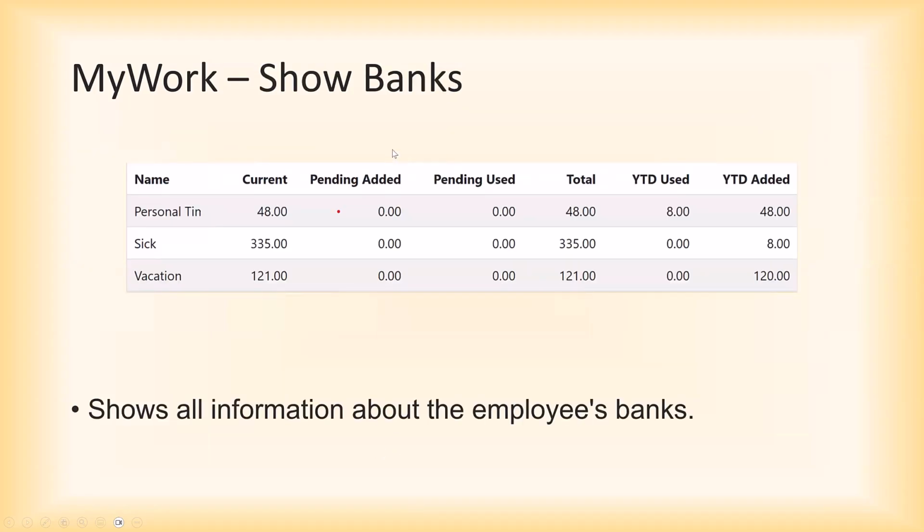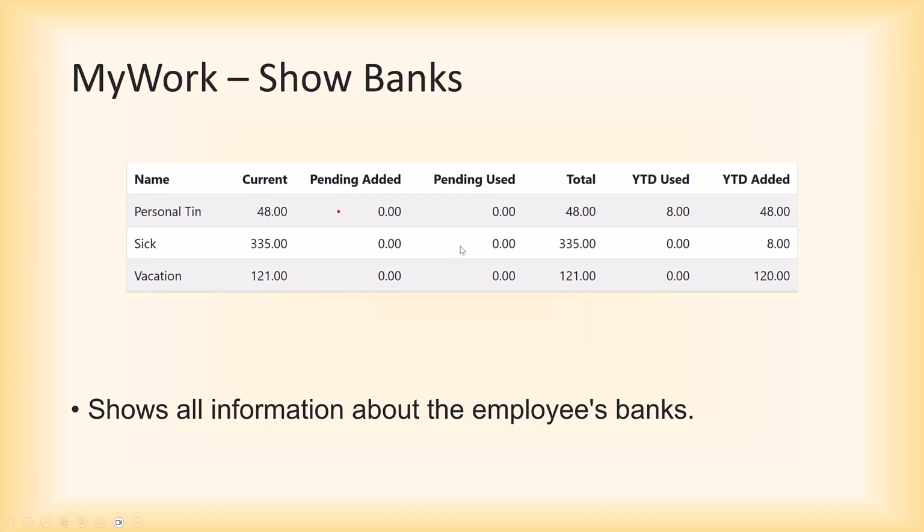Okay, show banks is another option we have in MyWork so that the employees can see all of their banks and the current status of what's going on. The thing we just added a little bit ago was the year-to-date used and the year-to-date added. And year-to-date, we're considering that from 1/1 of the calendar year to 12/31 of the calendar year for items that don't have a calculated value that's based on anniversary date. If it's anniversary date, then those numbers are for the anniversary date.